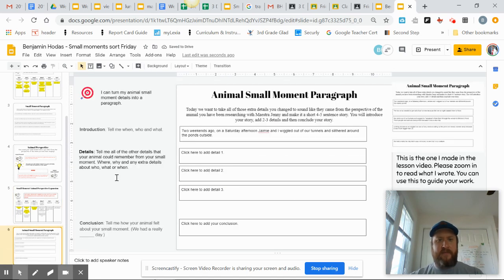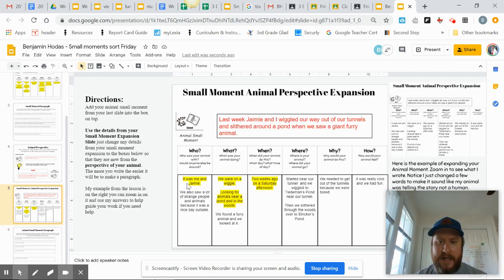So let's go back to our paragraph page. Next thing, we need to start adding some of those details. I want you to tell me all of the details that your animal would be able to remember: where, why, and any extra details about who, what, or when. Okay, so I'll go back to my details and think we started, I could tell people like where.